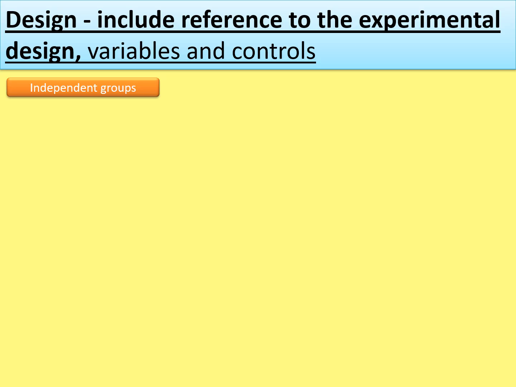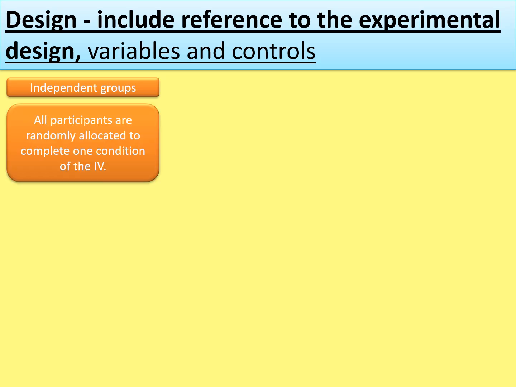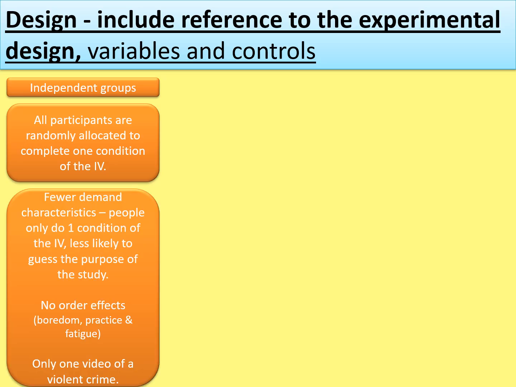So if you went for independent groups design, then you need to explain what it is. So all participants are randomly allocated to complete one condition of the IV. That's what it is. And then the justification for it. So you would say, I chose it because there would be fewer demand characteristics. So we know that demand characteristics are when people guess the purpose of the study and behave differently.